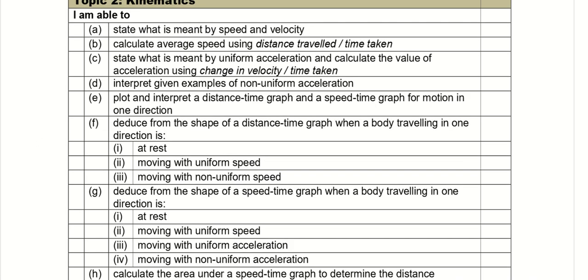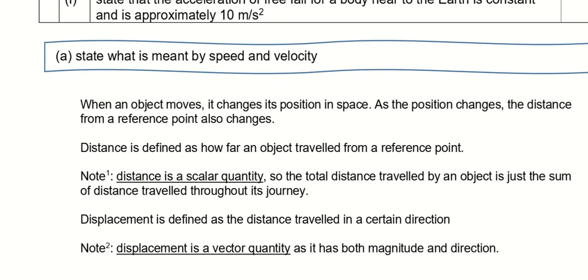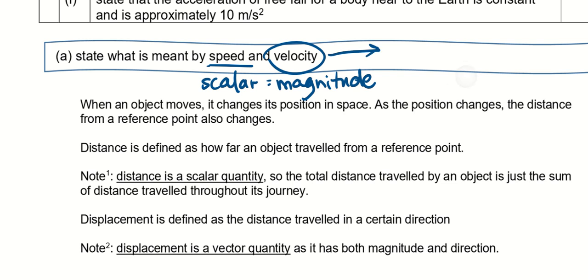Okay, let's start. Success criteria A, state what is meant by speed and velocity. Still remember my scalar and vector story before we end, the bar one story. So, speed is actually a scalar. Still remember scalar? If you all have the notes, you will have to annotate, write it down. So, scalar only has magnitude. How about velocity? Magnitude and direction.